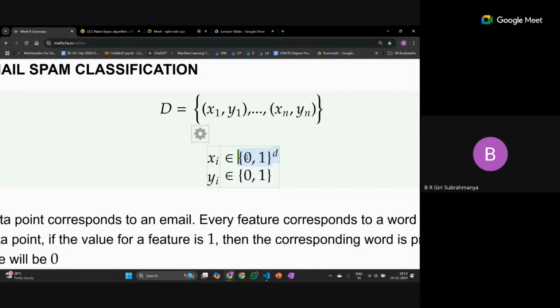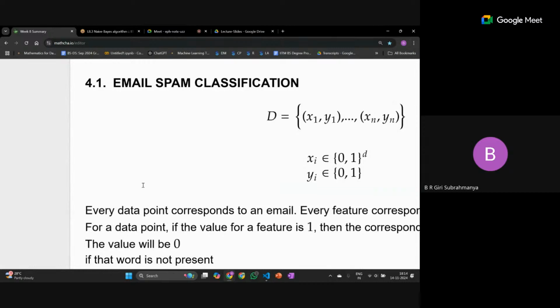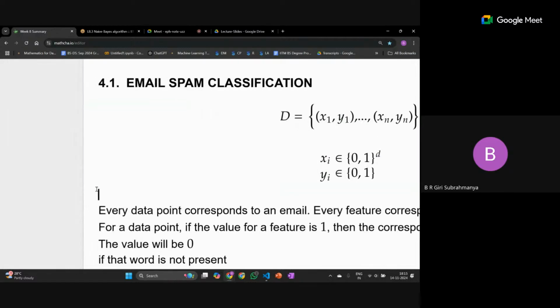That is, you have d features. Now every feature can either be 0 or 1. Okay, now what does that mean? Let's say you have some 1,000 or 10,000 words in your dictionary. Now every word will correspond to one feature.